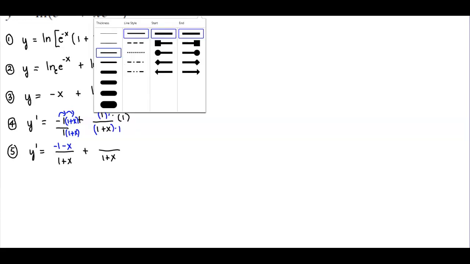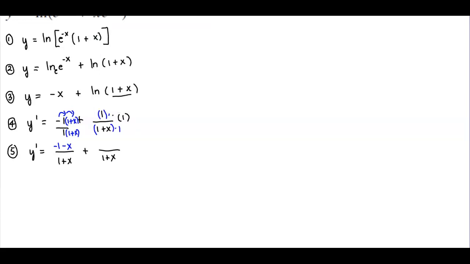And so therefore, if we combine like terms, we have y prime. Well, we know that this negative 1 and that plus 1 is going to give us 0. So we have negative x over 1 plus x as the derivative of this function.